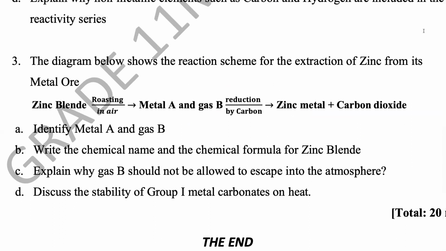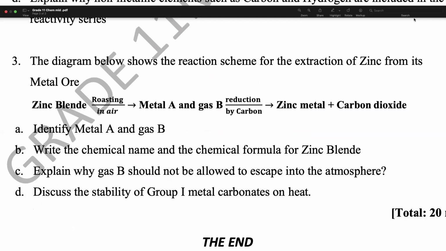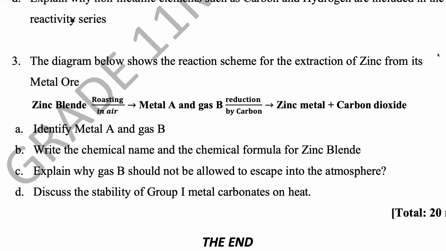So question 3 actually says, the diagram below shows the reaction scheme for the extraction of a zinc from its metal ore. And this question was partly explained on the previous YouTube video. So you are actually going to lead the way. So we have two things here. First of all, it's a zinc blende which was roasted. And when it was roasted, these are the things that were formed.